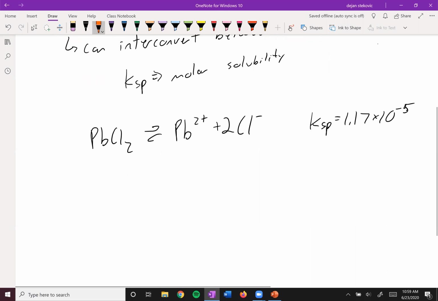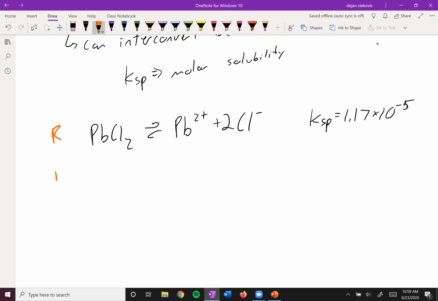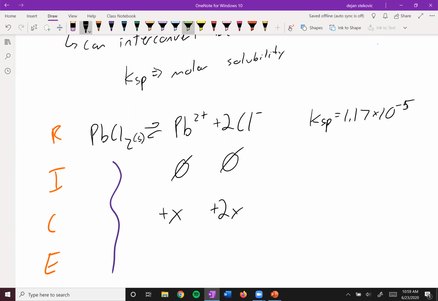And so naturally, what we want to start off with is our RICE table, because molar solubility is going to be how much of your stuff is dissolved at equilibrium. Remember that this lead chloride is a solid, and so we can just ignore it in our RICE table. Initially, we'll say that we have 0 concentration of either one of these, and then we're going to dissolve some stuff. So this is going to increase by plus x, and then this is going to increase by plus 2x, right? This coefficient is 2, so plus 2x. And so then at equilibrium, we're at x and 2x.